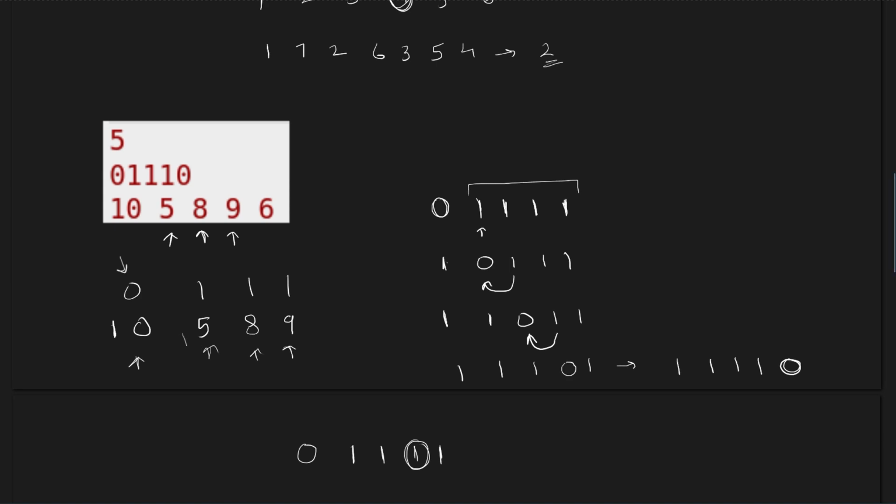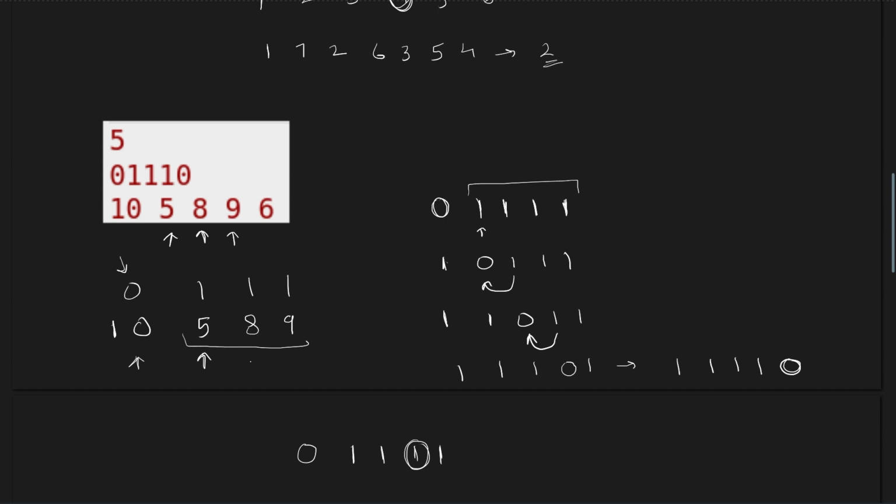But which one of these should I actually choose? The answer is very simple. I would always choose the particular index which has the minimum value. So in this case, 5 has the minimum value, so I would definitely choose this one.